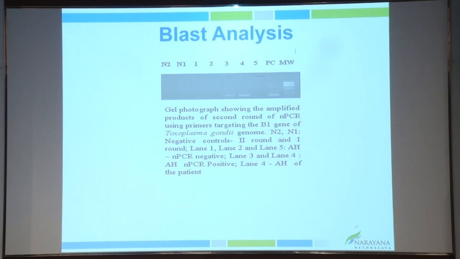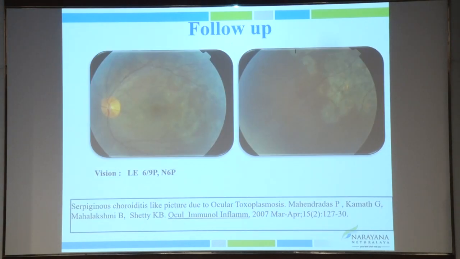Fortunately, we had the DNA. We did the BLAST analysis and confirmed it is secondary to toxo, with response to treatment. So sometimes, even though we see something, we may have to think out of the box. If we have molecular diagnostics to confirm, maybe this is the first report of serpiginous-like choroiditis secondary to toxo.